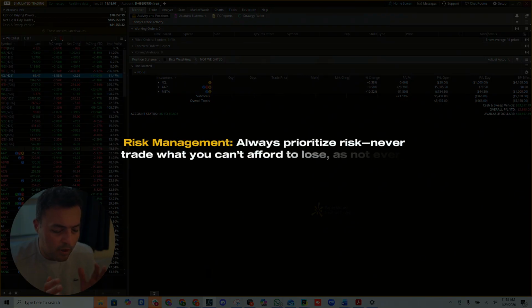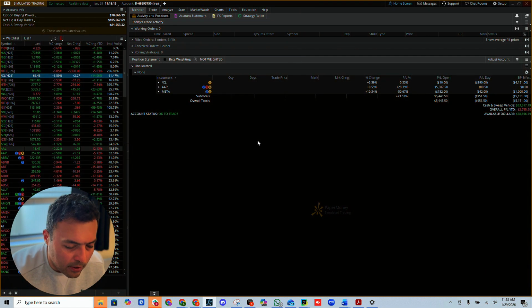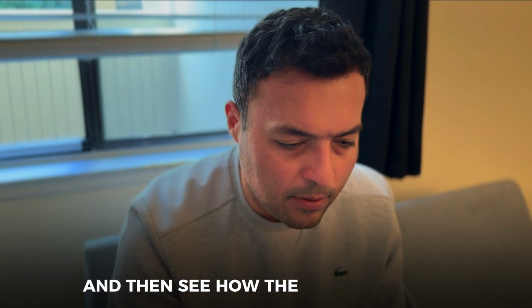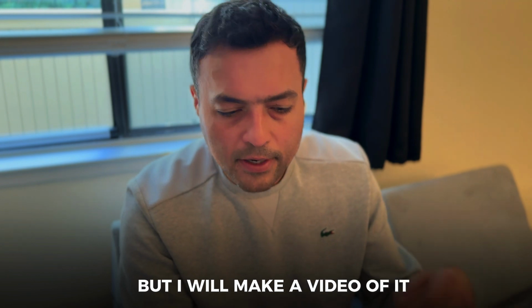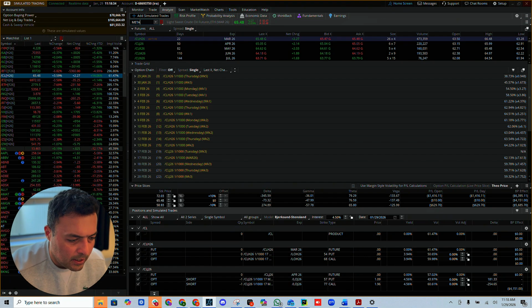Now, here's another example of not every trade being a winning trade. We do get some losing trades, and we should know how to manage the trade. All the other trades are totally fine. The meta trade, I'm going to still sit on it a little bit and then see how the put spread goes, but I will make a video of it when the market comes in a little. One thing I am going to do on the meta trade is take off the put side of the iron condor.